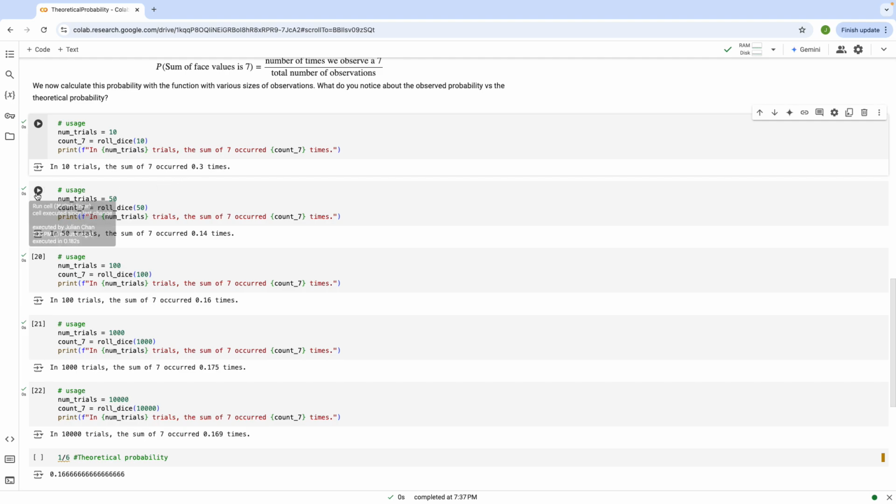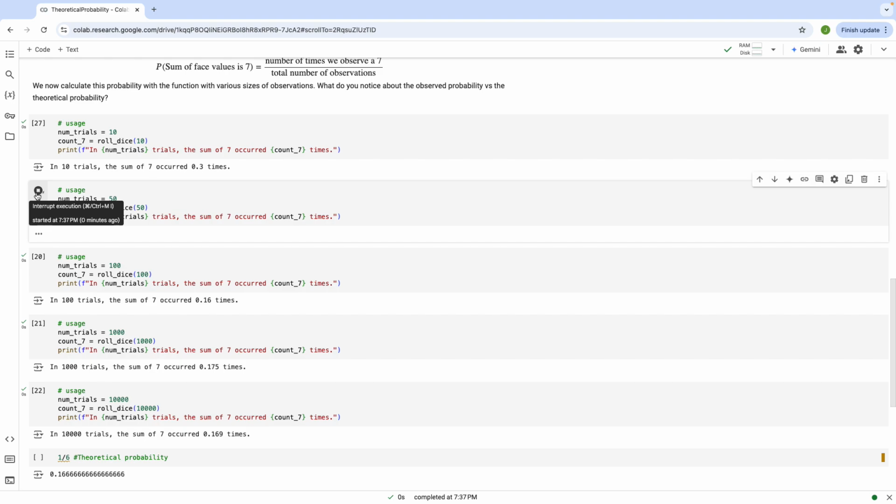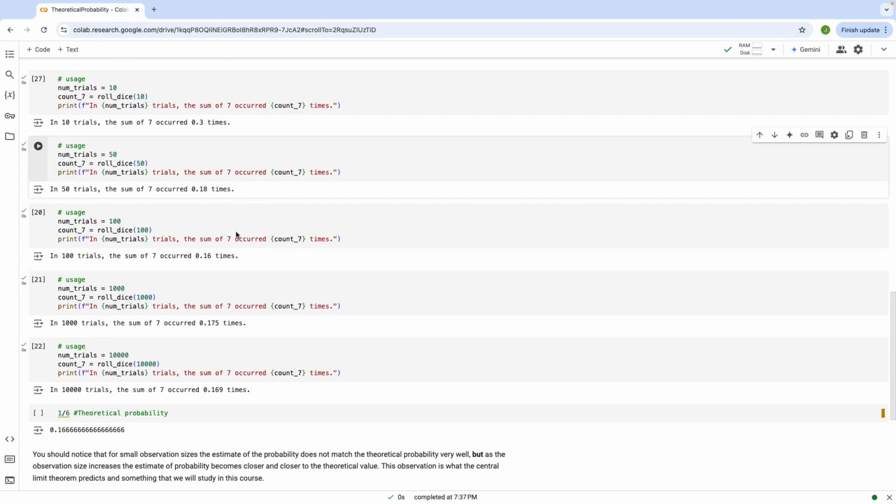What if we do that, but now with 50 dice? Well, I get a slightly different result. In 50 trials, 7 occurs with probability of 0.18. If I were to run this again, I'll get a slightly different result, 0.28. So quite a bit different results depending on just randomness. If I run this again, I'll get 0.12. I like that a little bit better. It's more consistent.